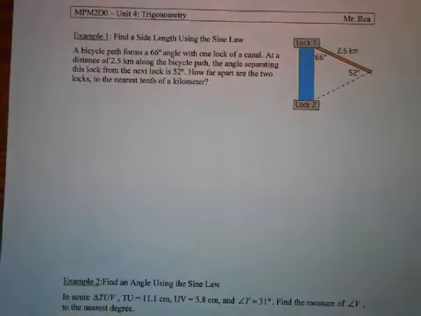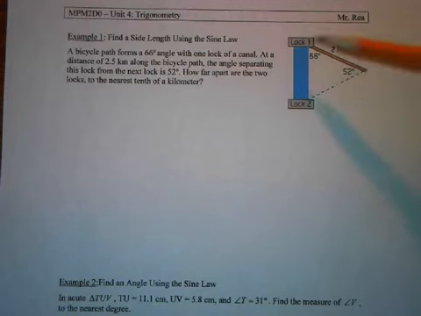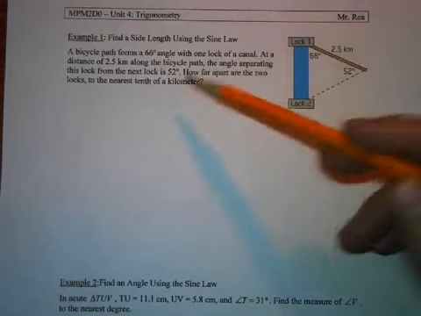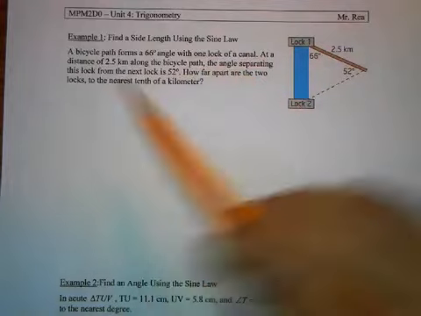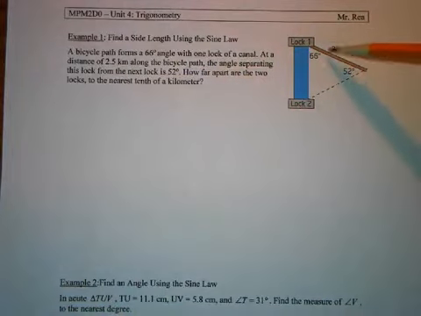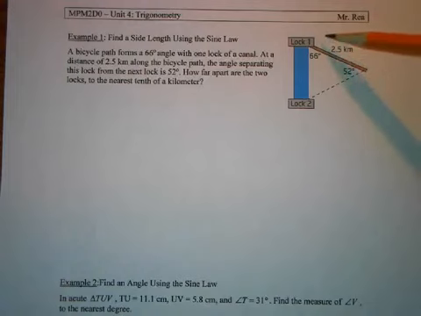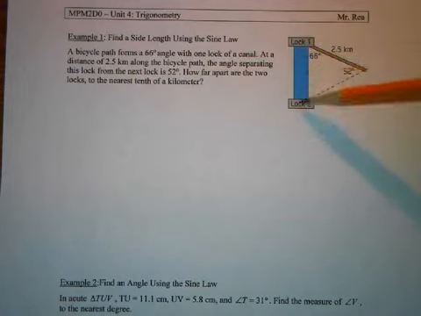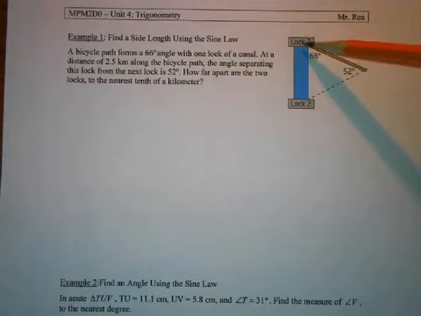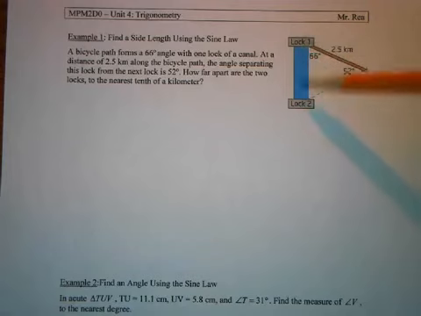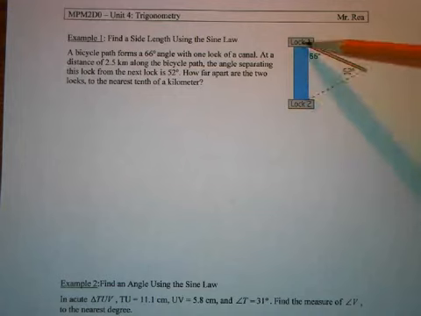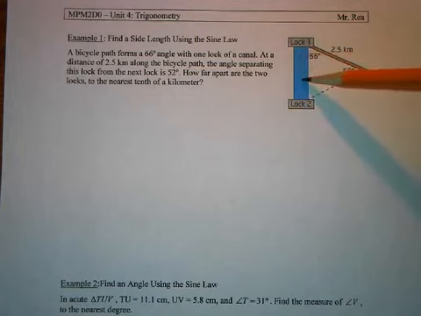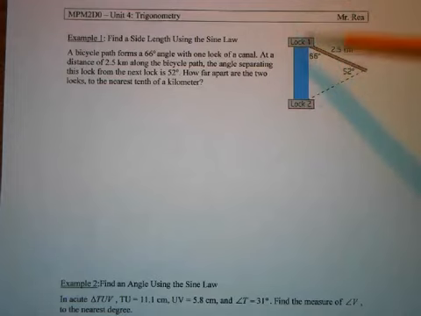All right, now this diagram was provided because it's kind of a weirdly worded question. So you've got a bicycle path. Here's the bicycle path here. The bicycle path forms a 66-degree angle with one lock of a canal. Hopefully you know a canal is basically a waterway with a lock at each end. A lock basically can raise or lower the water level in between, so that the boats that travel in the canal can get up and down to the next body of water.